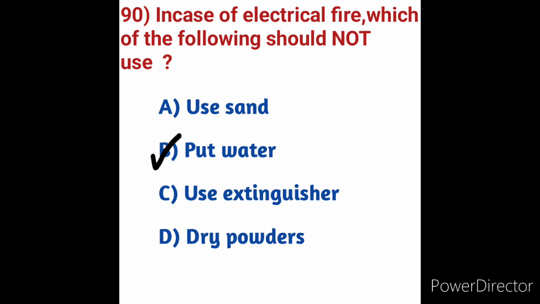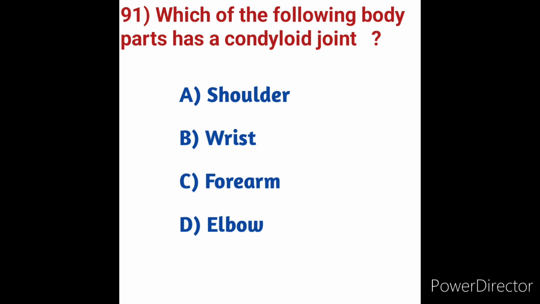question number 91. Which of the following body parts has a condyloid joint? So here we will see the options. Option A, shoulder. Option B, wrist. Option C, forearm. Option D, elbow.